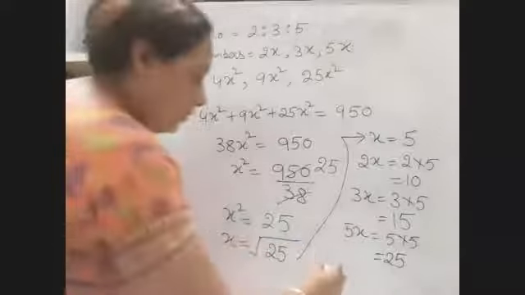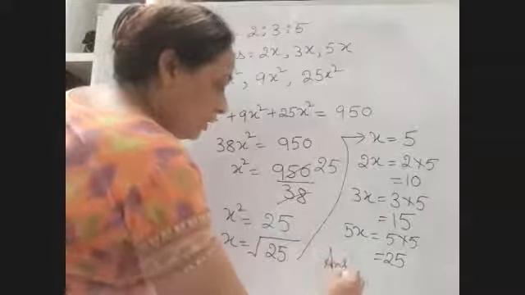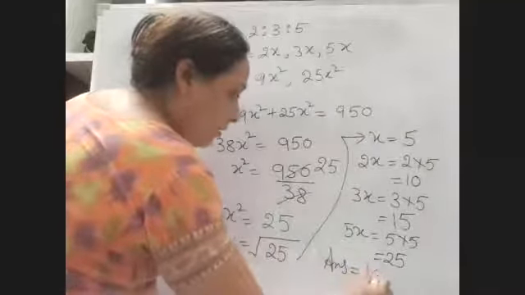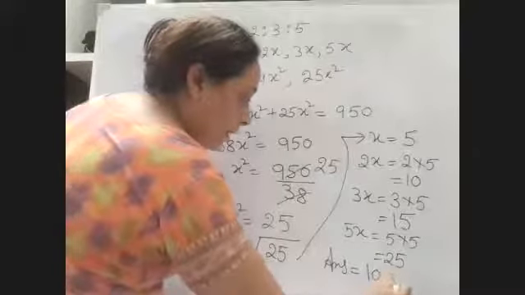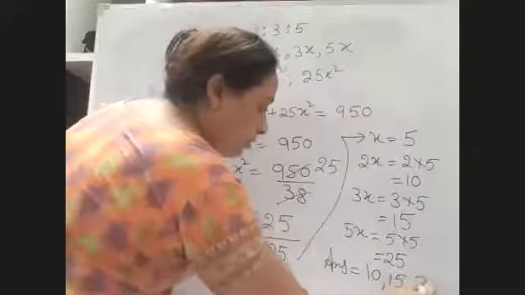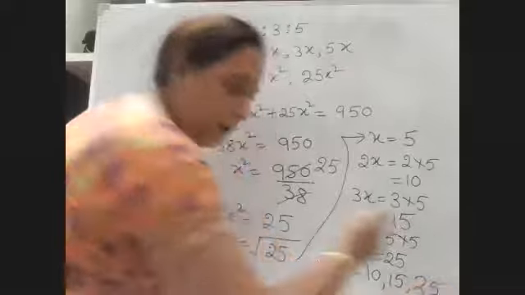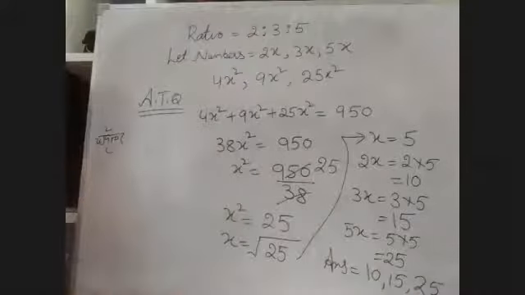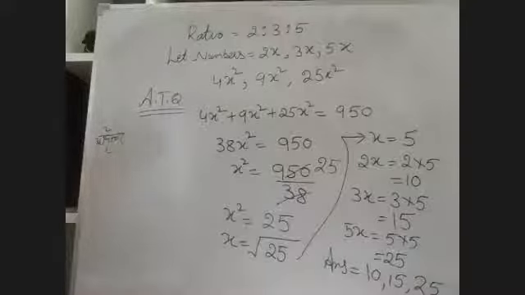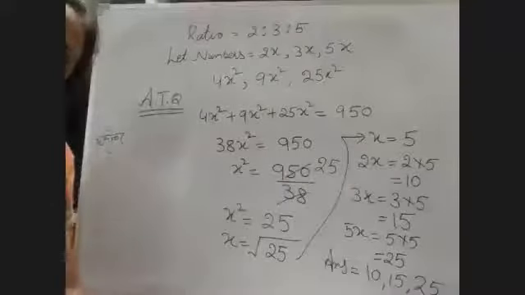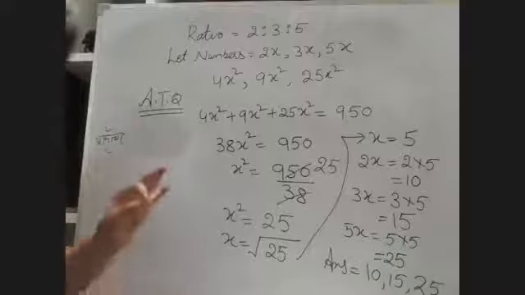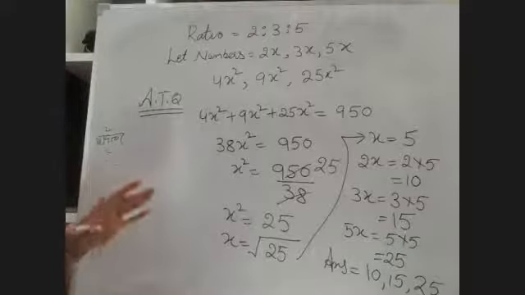So students, our three numbers are 10, 15, and 25. Clear, students? So this is the 11th question of exercise 3.3.